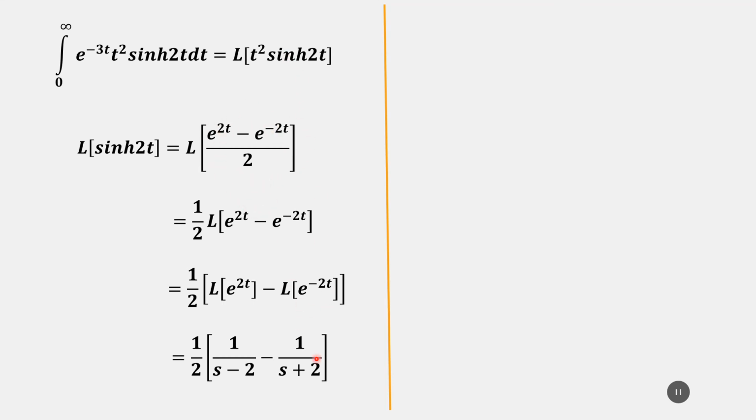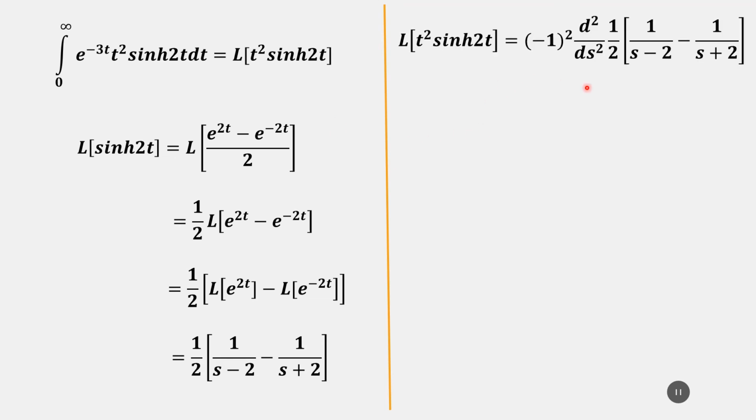So now whatever answer we have got, that has to be differentiated 2 times with minus 1 the whole square outside. So 2 times you are differentiating this answer. 1 by x form differentiating. Yesterday we have done t raised to 5. So now we have minus 1 the whole square d square by ds square of the function. So half can be taken outside. Minus 1 the whole square will become plus 1.